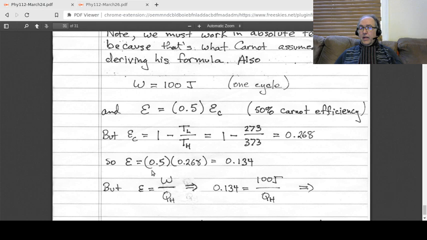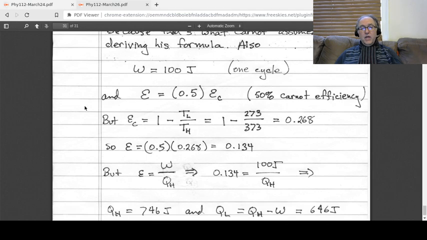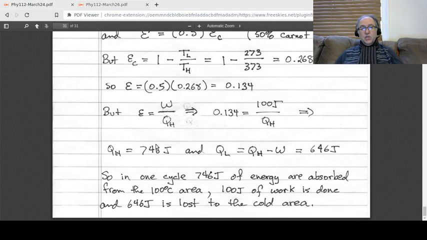This one is running at 50% Carnot efficiency, so we're going to multiply 0.5 times that 0.268, and that tells us that this engine runs at an efficiency of 0.134. In other words, of all the energy you absorb from the high temperature reservoir, only 13.4% of it will actually become work. So now we know that epsilon is 0.134. The actual efficiency is the work divided by QH, so we plug in: 0.134 is equal to 100 joules per cycle divided by QH, and we can very simply solve for QH.